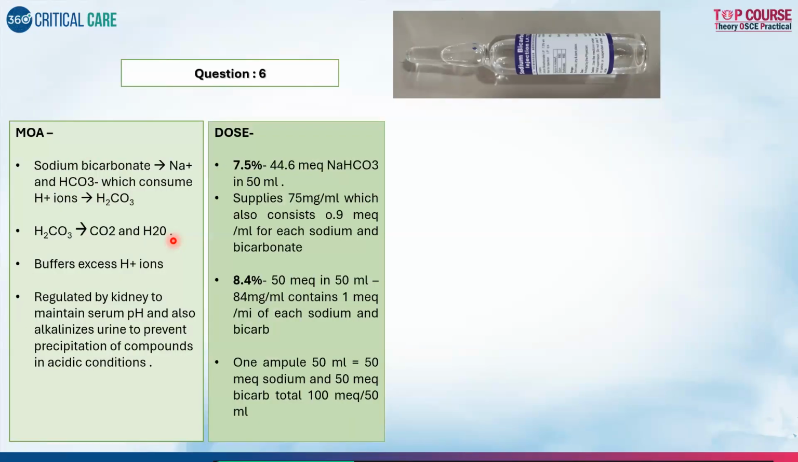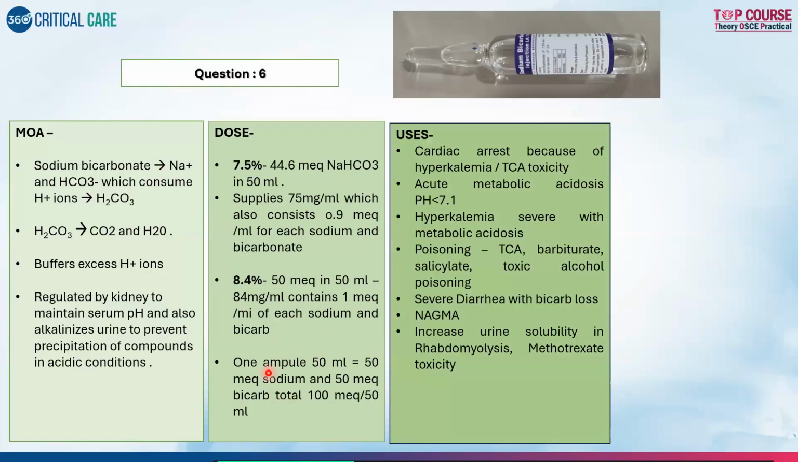Dosing. Now here we have to know, when we are given in the exam, please check which percentage we are given. Is it 7.5% or is it 8.4%? Because 7.5% contains 44.6 milliequivalent of sodium bicarbonate and 8.4% contains 50 milliequivalent in 50 ml of sodium bicarbonate. All right. And 1 ampule, we have 50 ml, is equal to 50 mEq of sodium and 50 mEq of bicarbonate.